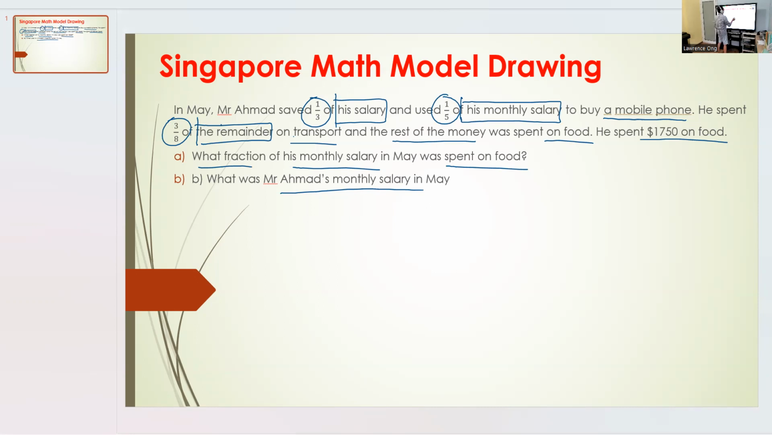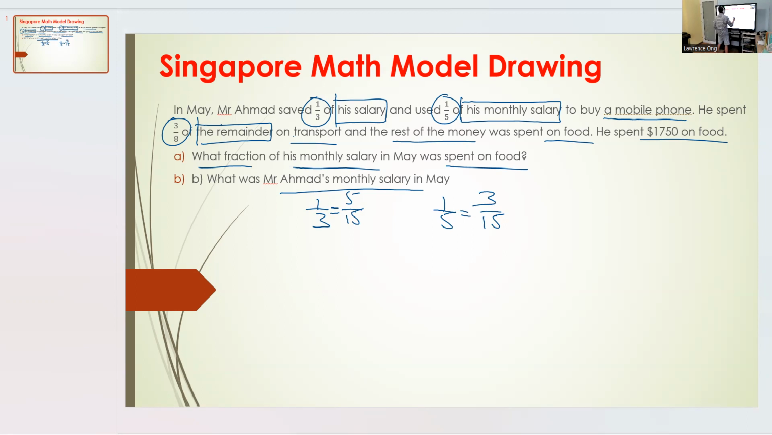Now, there are a few fractions here. So which fractions are talking about the same thing? You have one third and there's a one fifth. These two fractions are talking about the salary, which is the same thing. So you can actually make the denominator the same. So you have 3 times 5 and 1 times 5, 5 times 3 and 1 times 3. And you're going to use the fractions to draw the model.